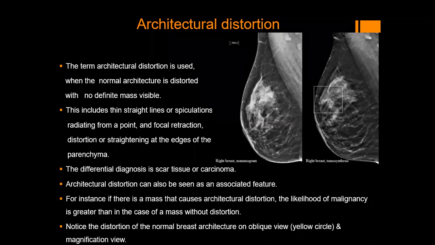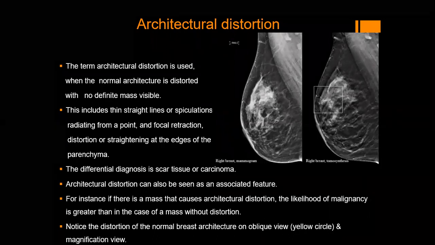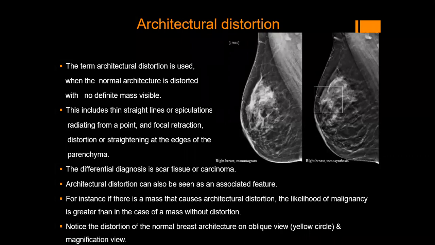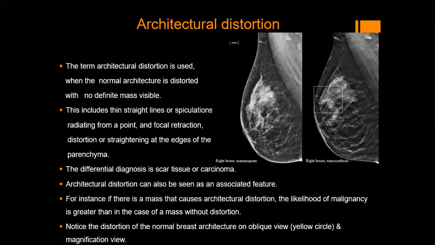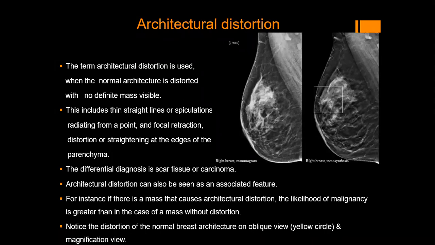Okay, going to architectural distortion. As you know, architectural distortion means the normal parenchyma, without presence of an underlying mass, being distorted. What is the meaning of being distorted? The contour of the parenchyma is deformed, either retracted, tethered, angulated, getting straight, or associated with long spicules or lines pointing to a center which is lucent, or a combination of contour deformity along with spiculated lines.